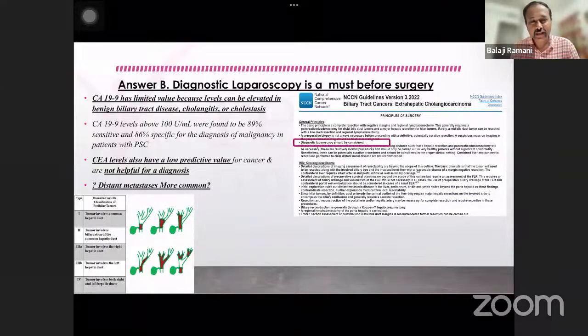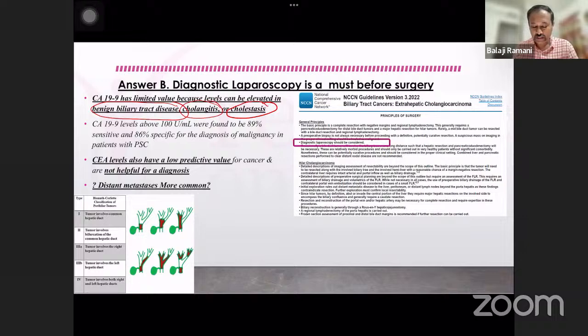Still, CA19-9 levels can be found to be less sensitive of malignancy. So it can be elevated in benign biliary tract disease as well. Can be elevated in cholangitis. So cholangitis, benign disease, all this is common. I mean, cholangitis is especially common. Cholestasis is especially common whenever you have a Klatskin tumor. So here we cannot rely on that.